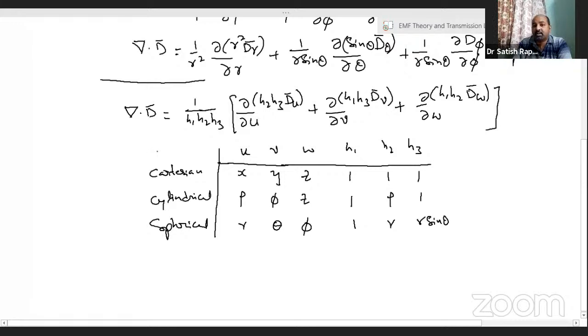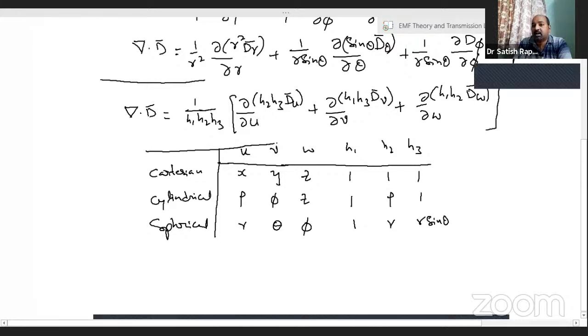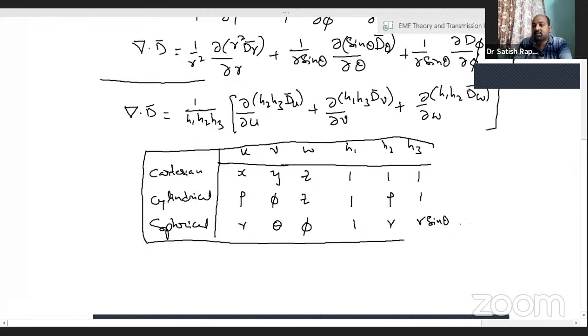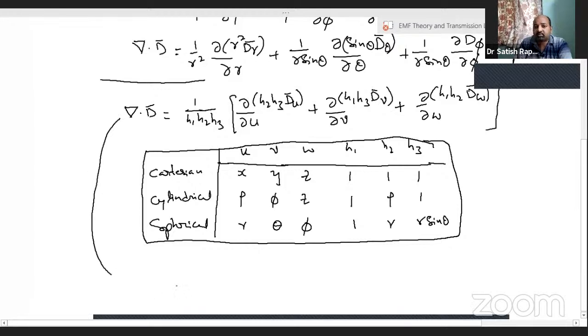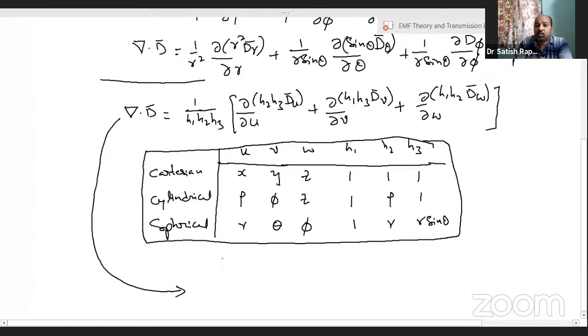So you can write all the other three forms. You just remember this table. If you can remember this table, you can express all the above. For example, let us try to express this in the cylindrical coordinate system.